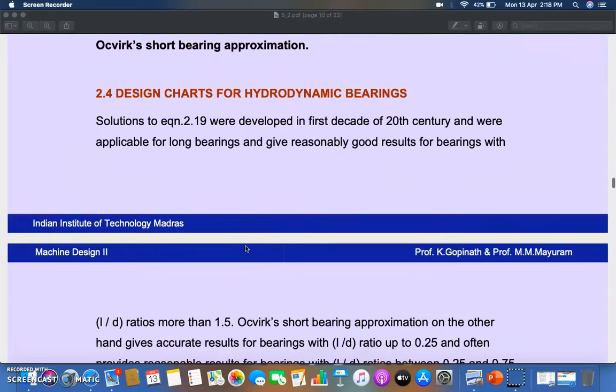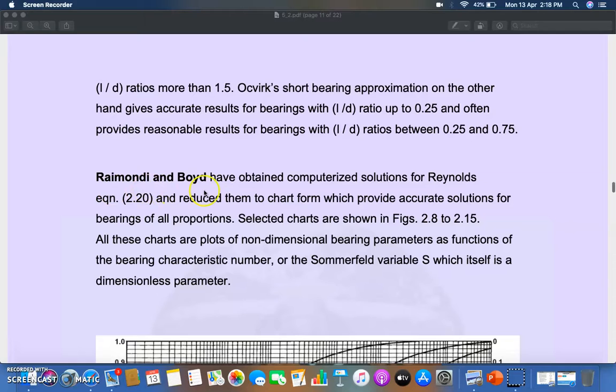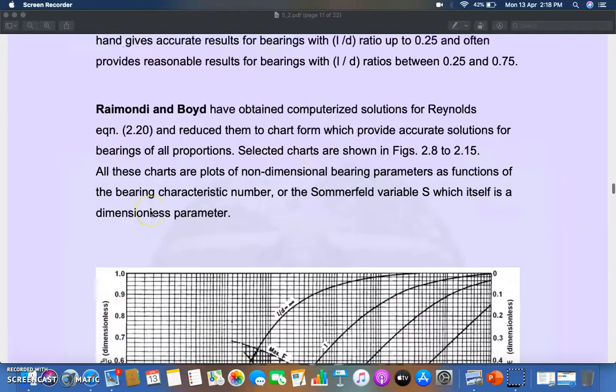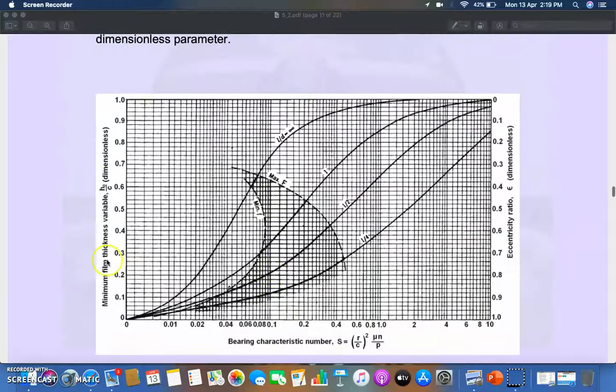And at the last, what are the design charts for dynamic bearings? Raimondi and Boyd: these are the design charts, which are computerized solutions of the Reynolds equation, which you have to see whenever you are using any kind of calculation or designing of a bearing. On the x side it is the bearing characteristic number, which is S equals (r by c) whole square into mu N by p, and on the y side it is the minimum film thickness variable. These both are dimensionless properties.